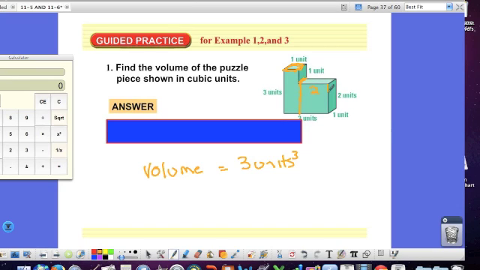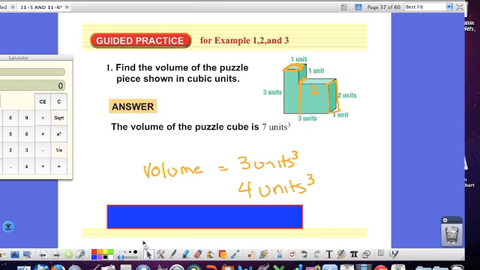So I'm going to use this as my base. It really doesn't matter which rectangular side you use. 1 times 2 is 2, 2 times 2 is 4 units cubed. So the answer should be 7 cubic units.